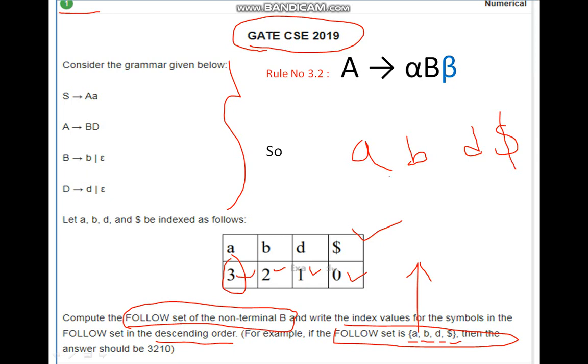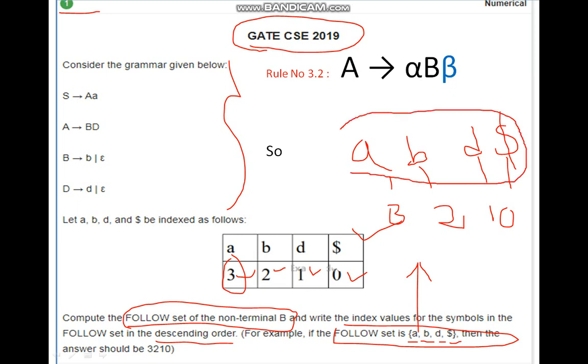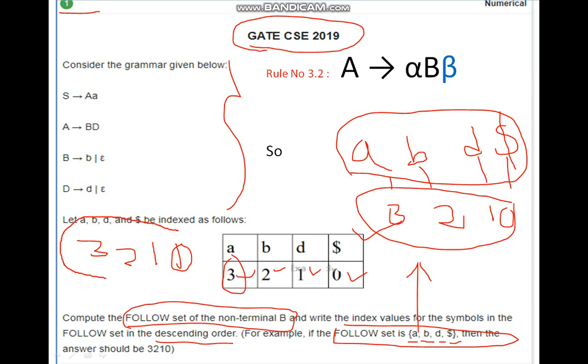And what is the code for A? 3. What is the code for B? They have given you 2. What is the code for D? 1. And what is the code for dollar? 0. So they are saying, once you find out this follow set of terminals, you need to display or arrange their code in descending order. So in descending order, first of all 3 will come, then 2, then 1, then 0. So 3, 2, 1, 0. This would be the answer if your resultant set for follow is this.